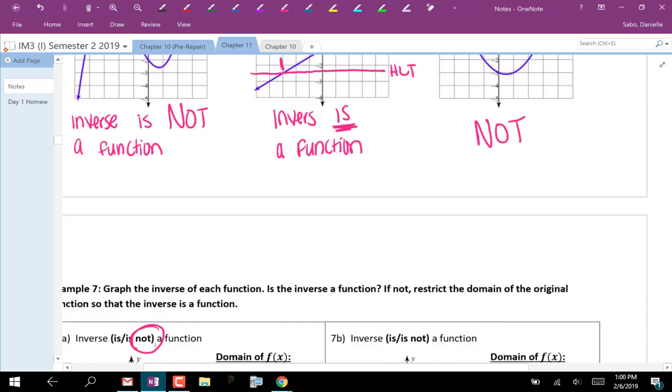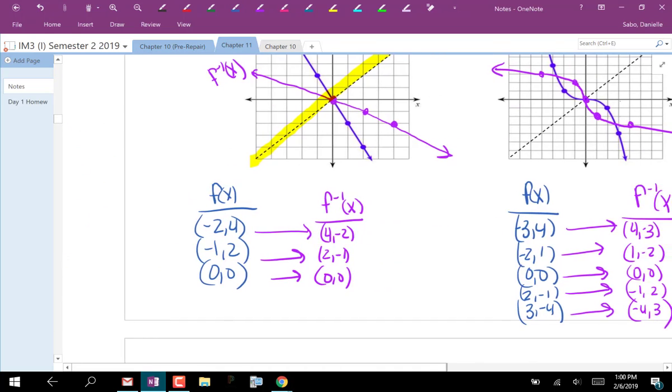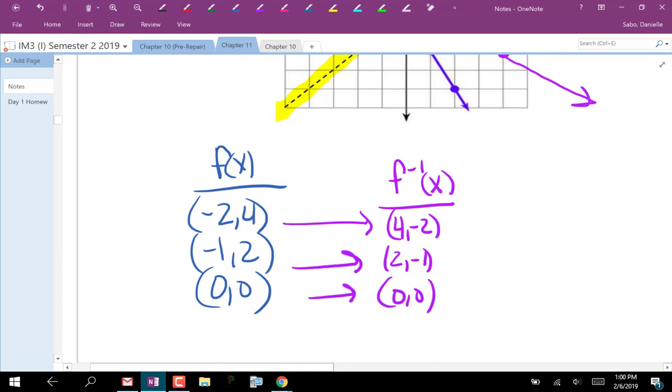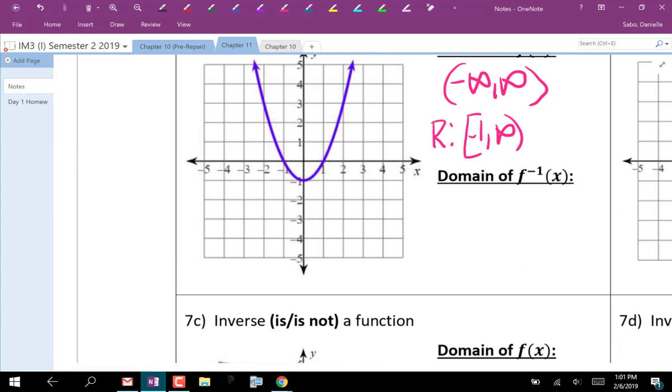I'm going to tell you right now, if you're someone that likes to write things out, you will have to write out the f of x and then switch them. Or if you can just do it in your head, do it in your head. So I'm going to show you how you would do that kind of in your head. I think half of you will be able to do that right now.